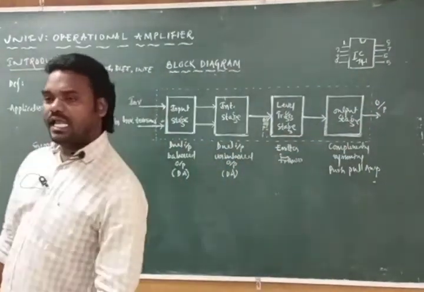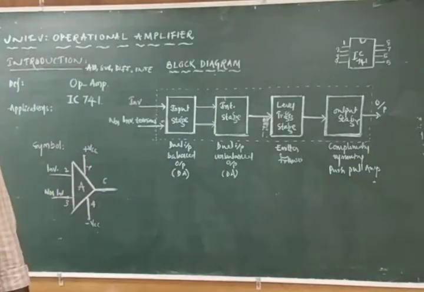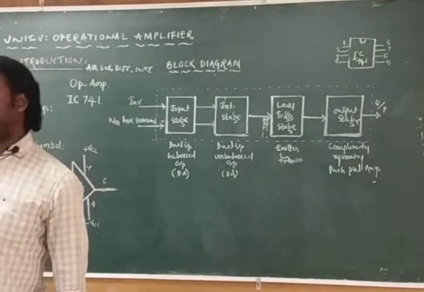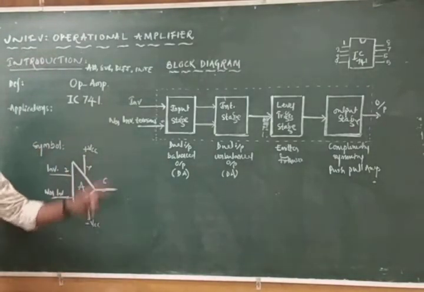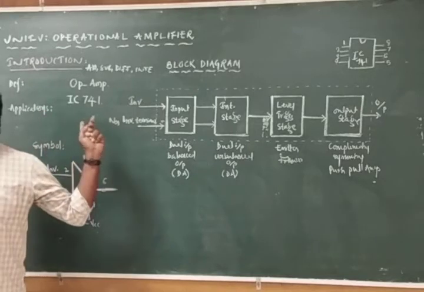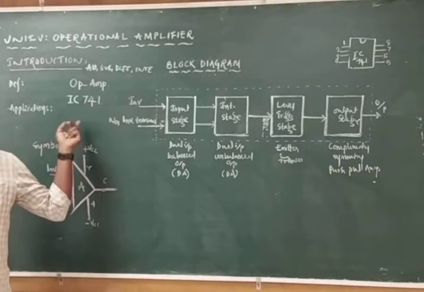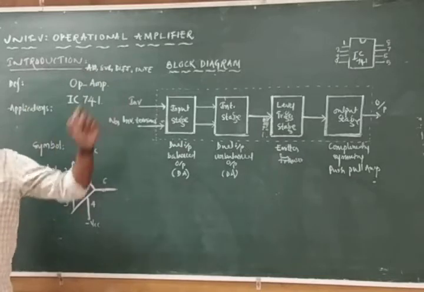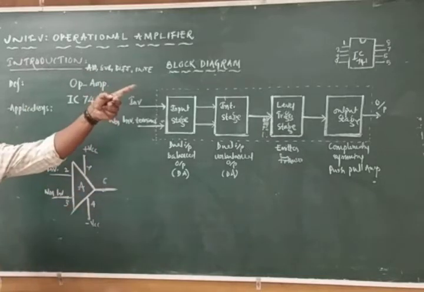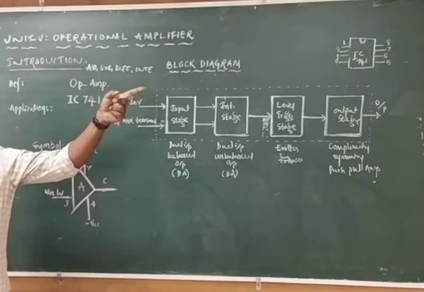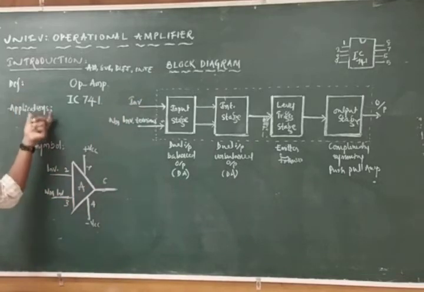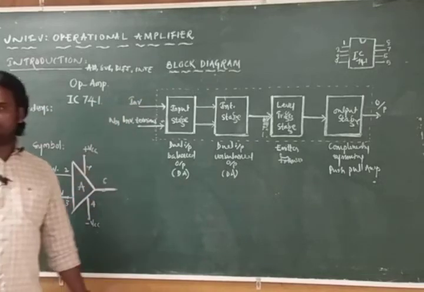So it is very clear that we get the operational amplifier in the form of an IC. IC 741 is nothing but a general purpose operational amplifier which has 8 pins, and all the 8 pins are mentioned over there. Then this is about the introduction and the applications of operational amplifier.